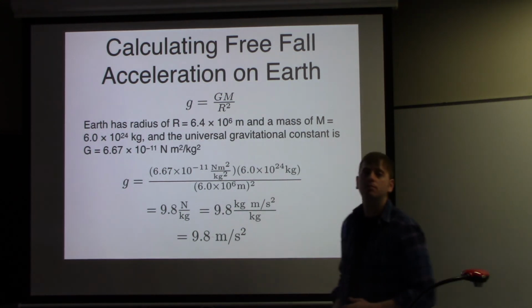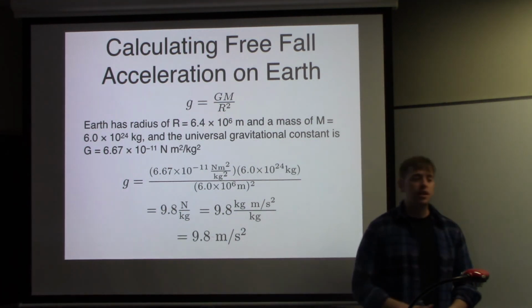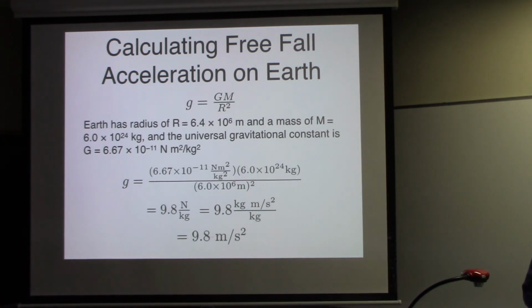That's where it comes from. We just know the mass and the radius of the Earth. We can calculate that g, lowercase g, is equal to 9.8 meters per second squared. That's where it comes from. Okay, so moving on.